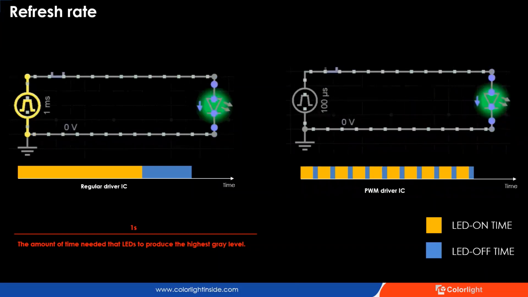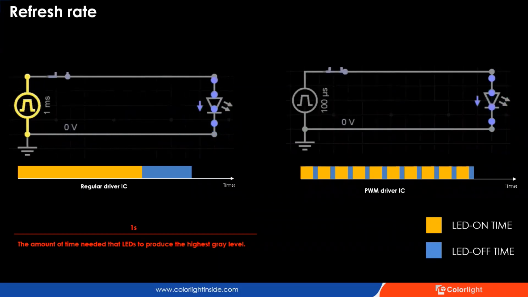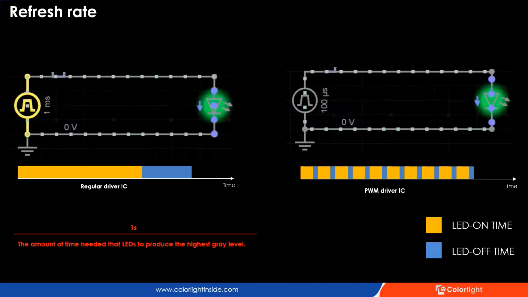And next, let's take a deep dive into refresh rate. Refresh rate in the LED screen industry is not the same as what we usually use to describe your computer monitor or TV's refresh rate. Generally speaking, refresh rate is the number of times that a frame repeats on the display. But when we're talking about LED screen's refresh rate, it refers to the number of times that an LED can produce the highest gray level in a second.